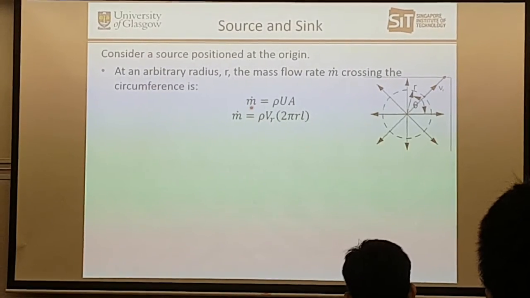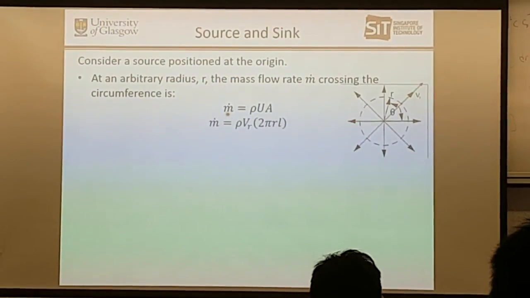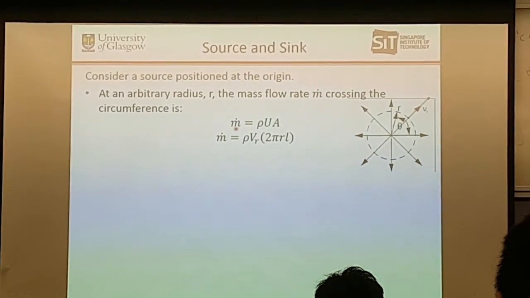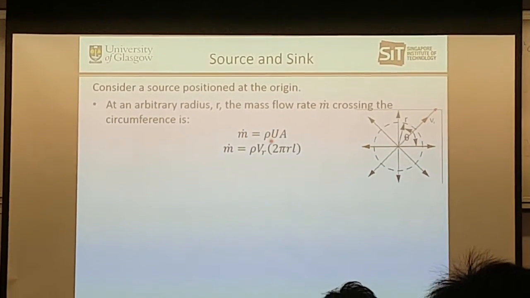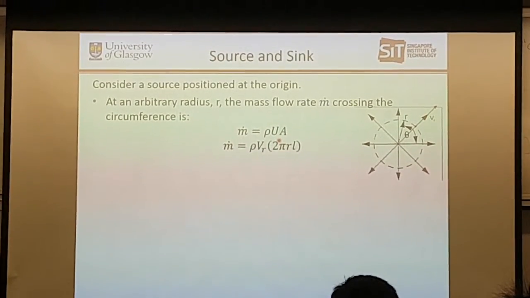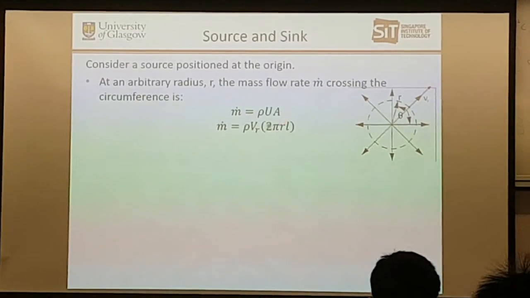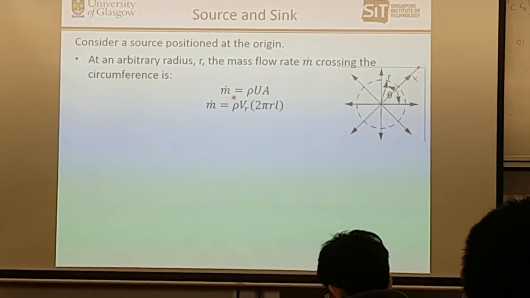Mass flow rate, M dot, is your dm dt, the rate of change of mass with respect to time, so it's kilograms per second. That's our mass flow rate. What is your rho here? What is your u? Velocity, right? And what's your A? Area. Very good.